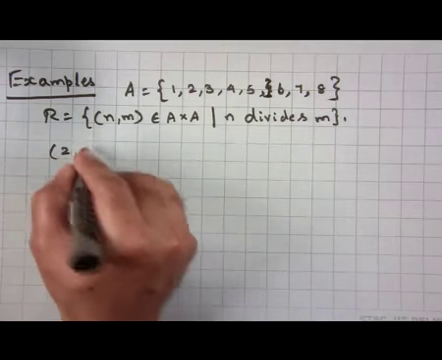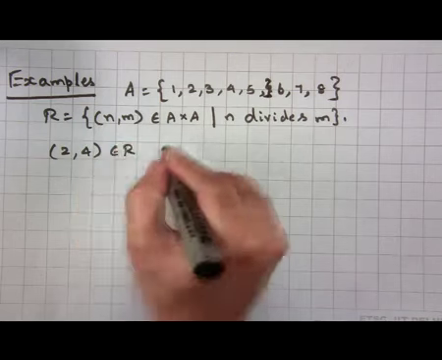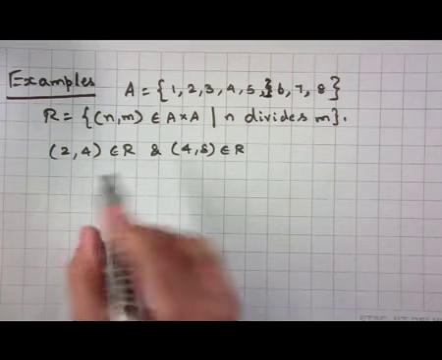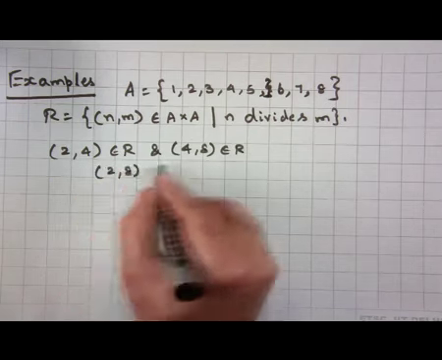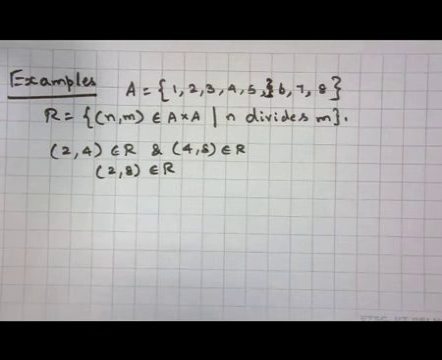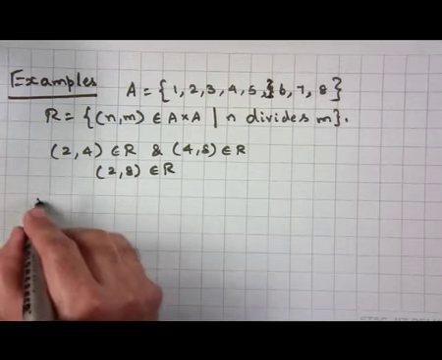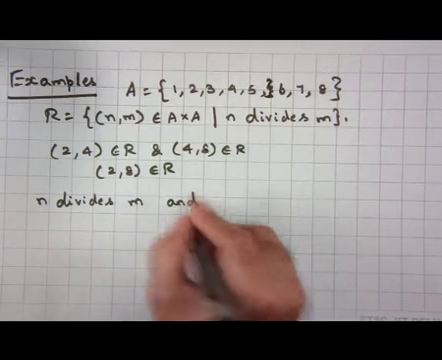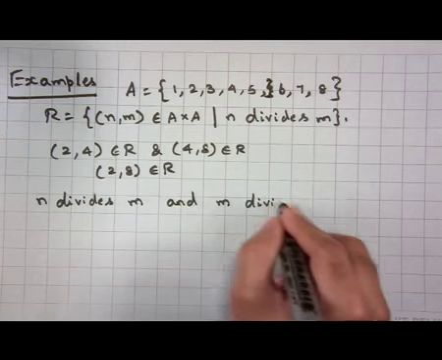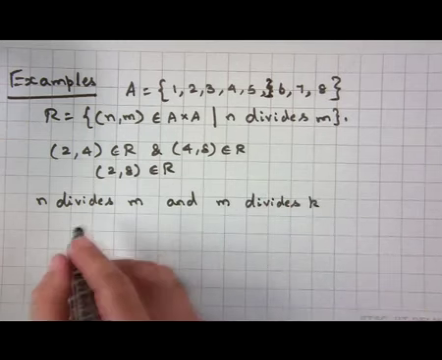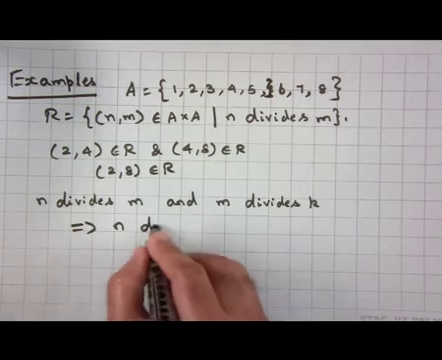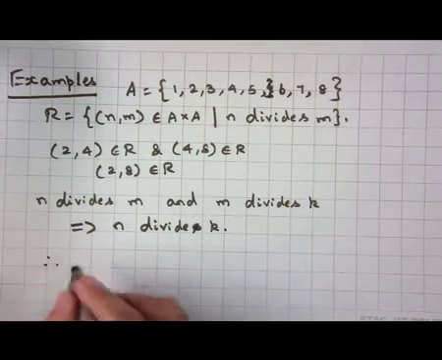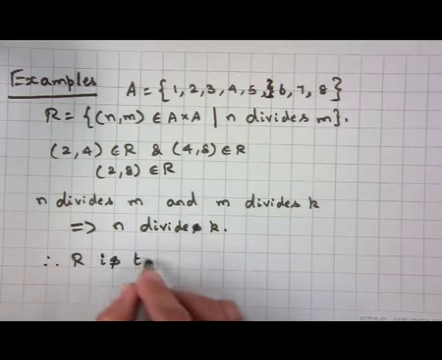Notice that (2, 4) is in R, and (4, 8) is in R. Also, (2, 8) is also in R, right. In fact, whenever n divides m and m divides k, these two statements together imply that n divides k, right. Therefore, R is transitive.